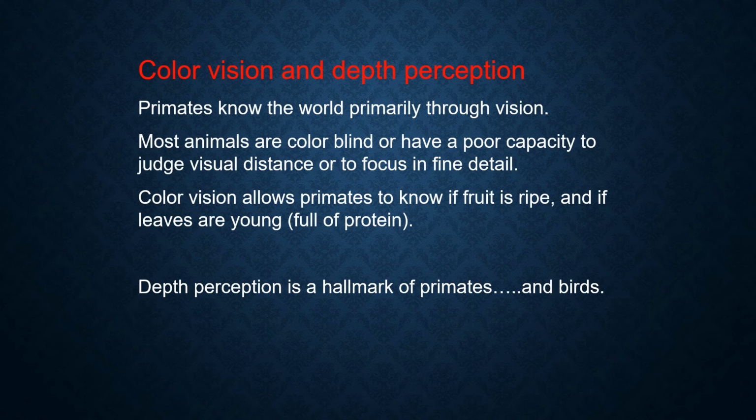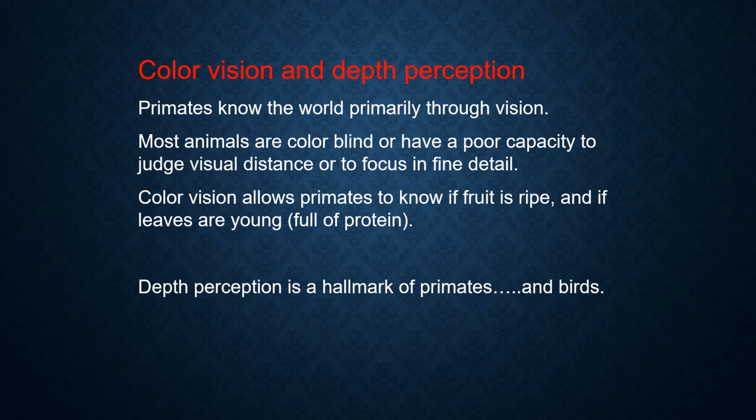So if we look at color vision and depth perception, primates know their world primarily through vision, right? Most animals out there, most mammals, are colorblind and have a poor capacity to judge visual distance or to focus in fine detail. Color vision allows primates to know if fruit is ripe and if leaves are young, which means they are full of protein, right? And we know that fruiting trees that produce different colored fruits began to evolve at around the same time that primates evolved, right? So we have a very intimate relationship with fruit.